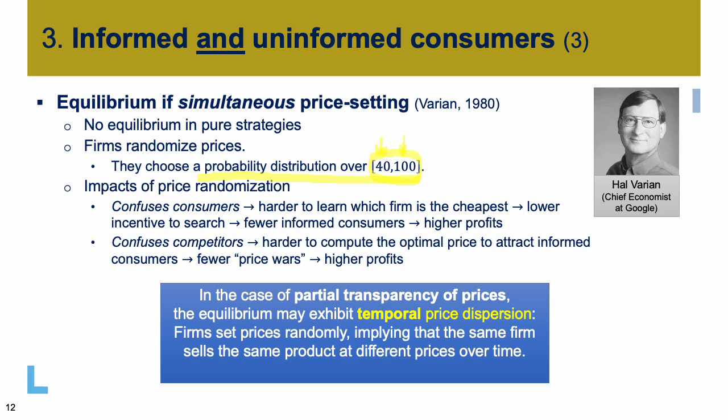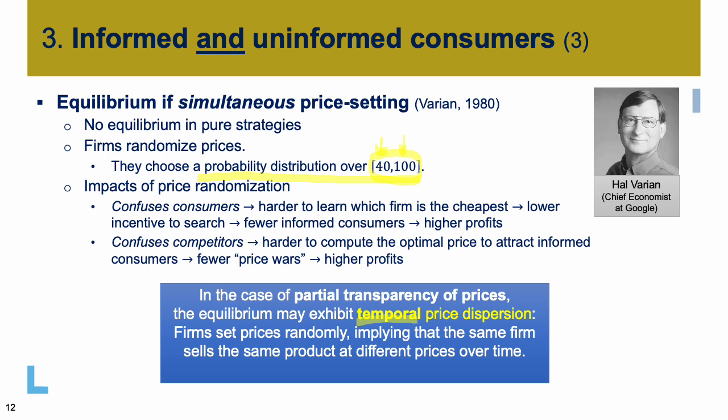So the result is not very different from what we had before. We just say here that we have what is called temporal price dispersion because everything takes place at the same time. Through time, we should say, the prices that the firms set can be different from one another, but also from one period to the next.